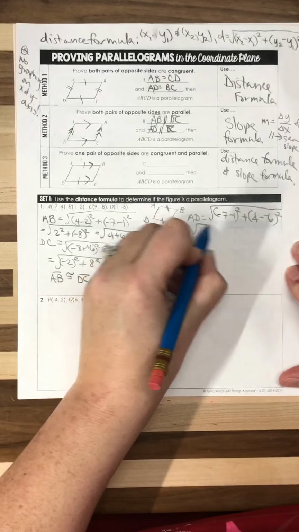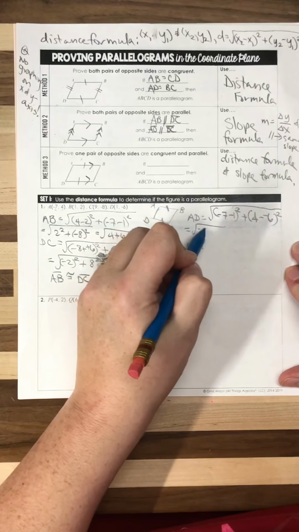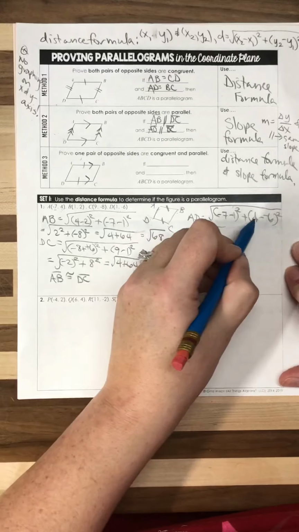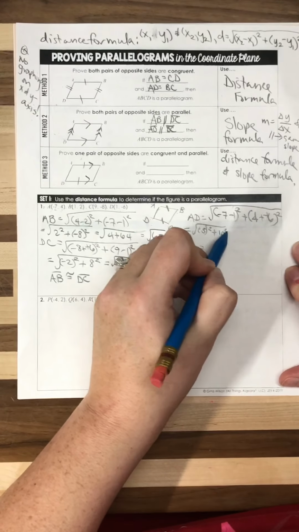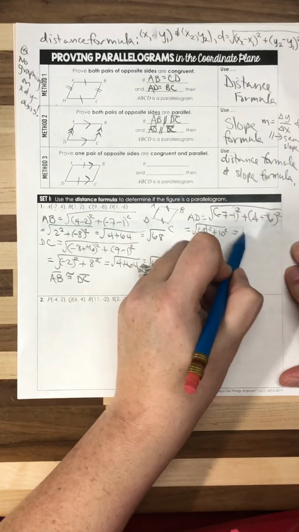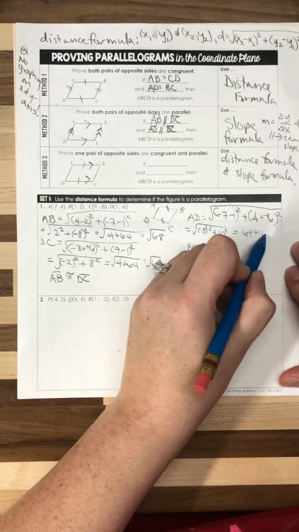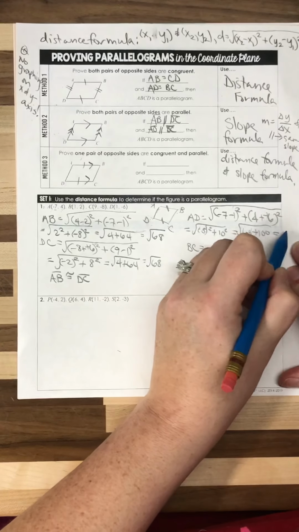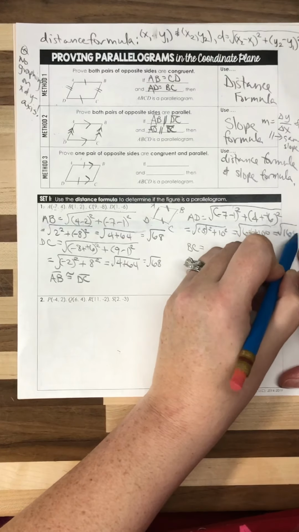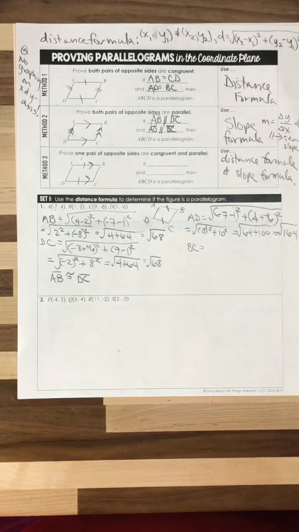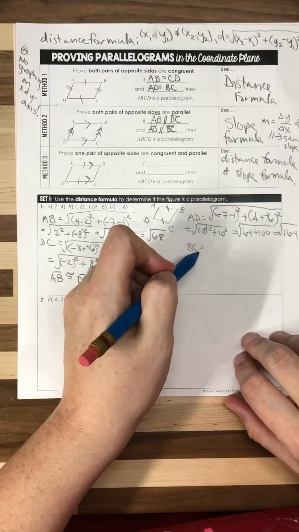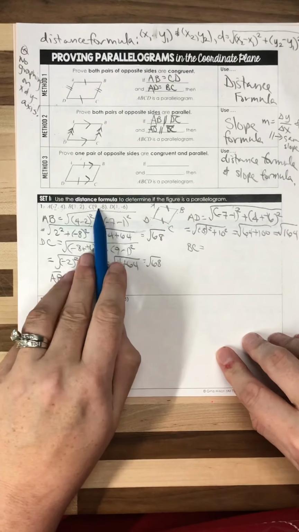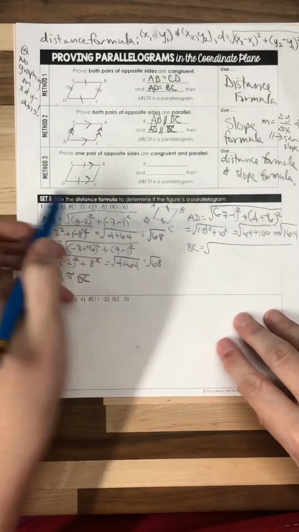So that equals the square root. This is negative 8 squared. And that becomes 10 squared. Well, that's 64 plus 100 under the square root. So that's the square root of 164. Okay, we're just going to stop there. On a multiple choice test, you might need to simplify that. Now let's do BC. Okay, same formula.